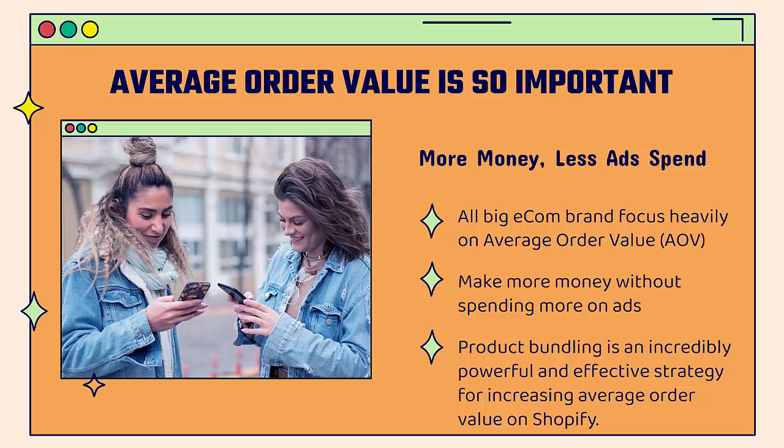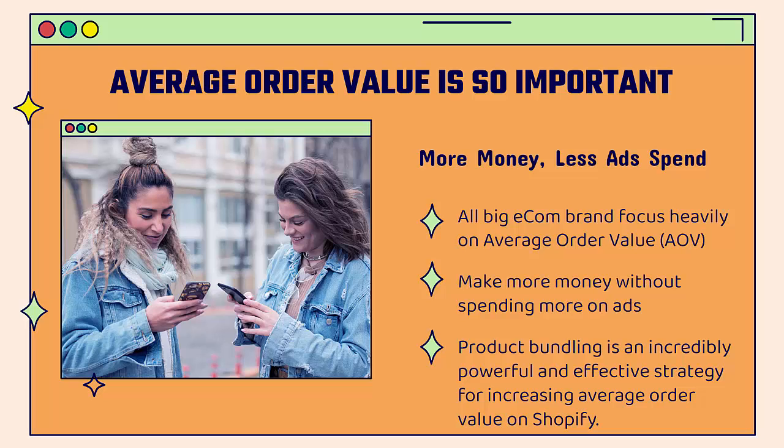And the whole idea is that if we can increase our AOV, we're going to make more money without spending more. We don't need to buy new ads. We don't need to add new functionality. We don't need to hire any new employees. We simply need to increase our average order value to increase our profit and our revenue. And the most successful way to do this is product bundling. This is an incredibly powerful and effective strategy for drastically increasing average order value on Shopify.